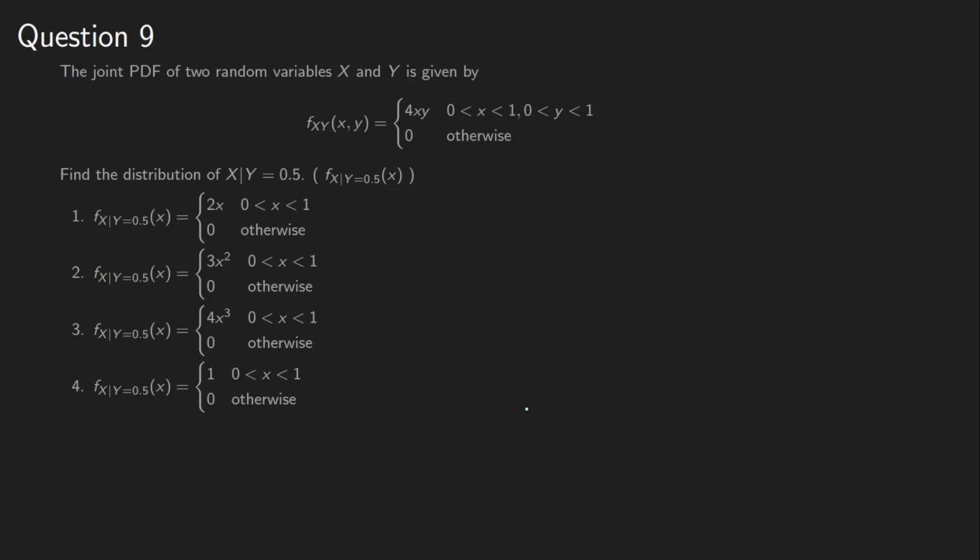Coming to the ninth question, the joint PDF of two random variables X and Y is given as f_XY(x, y) equal to 4xy when X is in the range 0 to 1 and Y is in the range 0 to 1. Both are in the range 0 to 1. And it's 0 otherwise. We have to find the distribution of X given Y equals 0.5.